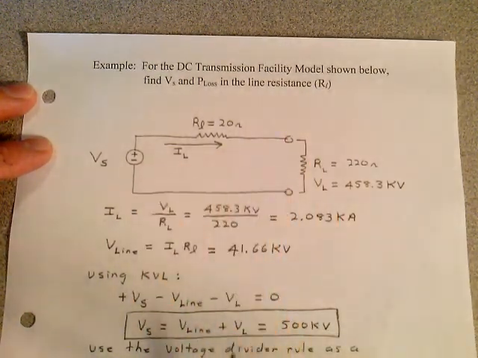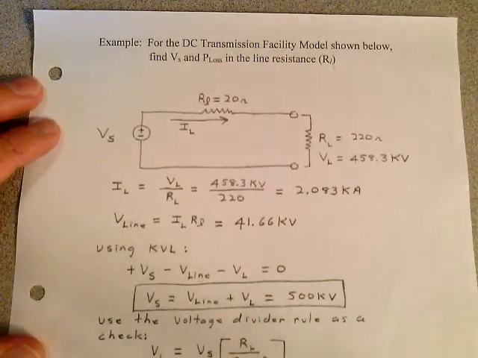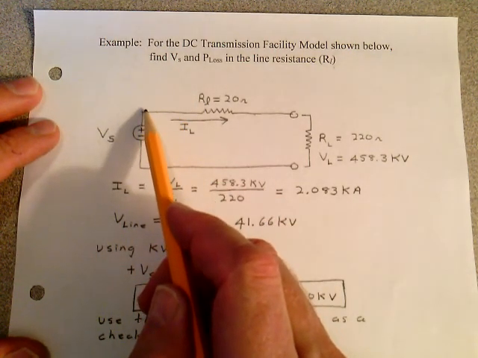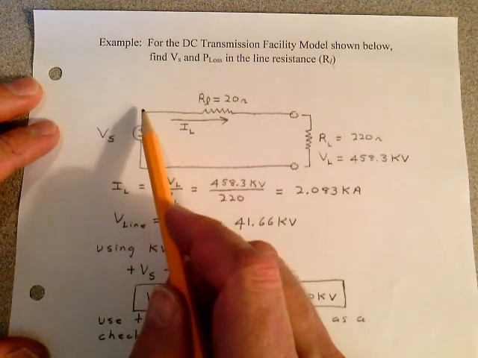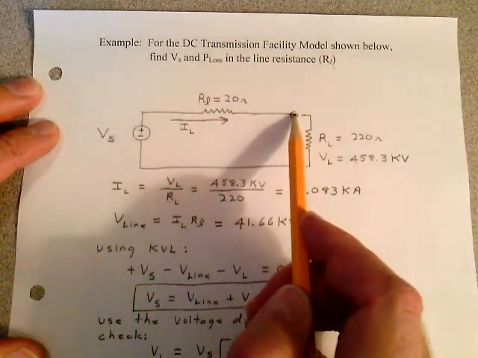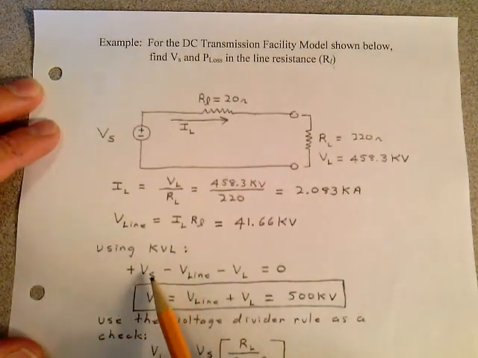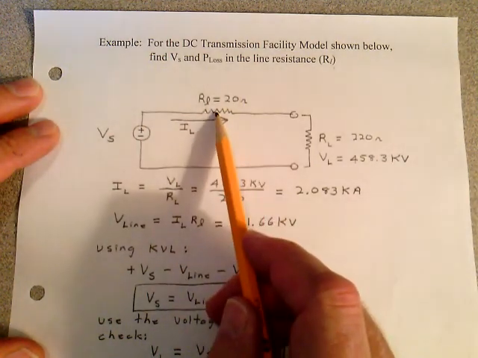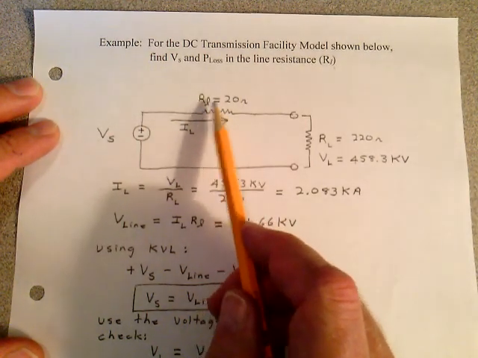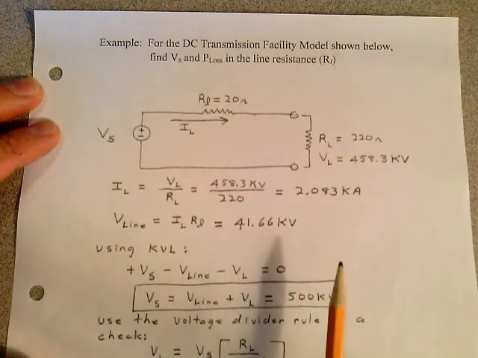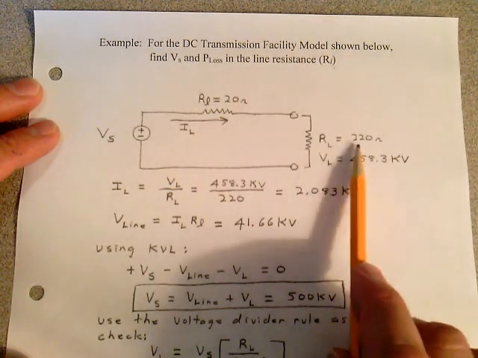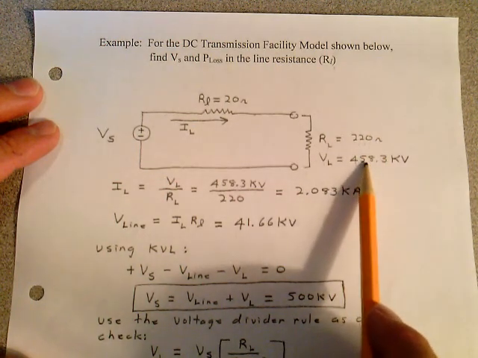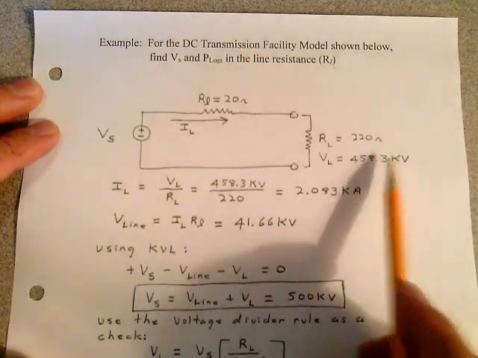Now before we start working these numbers, and it's just Ohm's law stuff here, I want you to notice that from this facility here, if we did have a DC transmission facility somewhere, it's going to be miles. This could be 20 miles from here to here. But that's line resistance. That's a bunch of line resistance across 20 miles. We're going to group it all together and call it one resistor to model this. The line resistance is 20 ohms. And they're giving you that the load resistance is 220 ohms, and the load voltage is 458.3 kilovolts. That's thousands of volts.